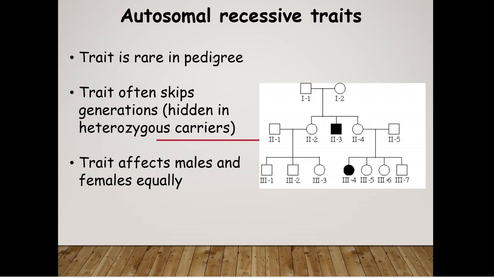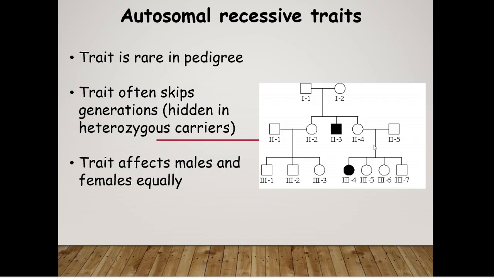So this means that the trait is rare, and you can see there's only 2 individuals, so that means it's definitely recessive. And the trait often skips generations. Basically, it's hidden in what we call the heterozygous carriers, which basically means, just like when we talked about albinism, that the capital A, little a is normal, but it still carries the gene. And that's what we would call carriers.